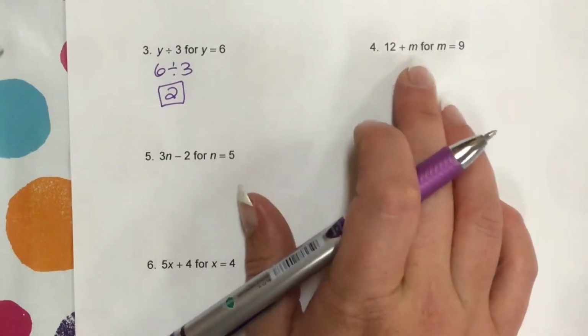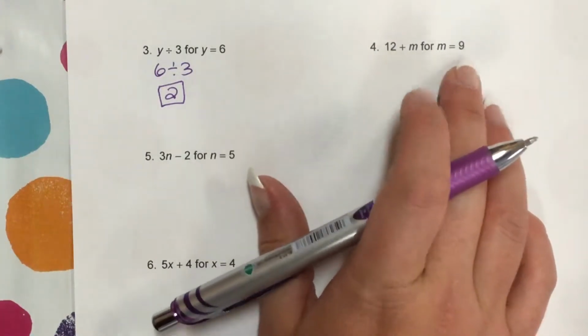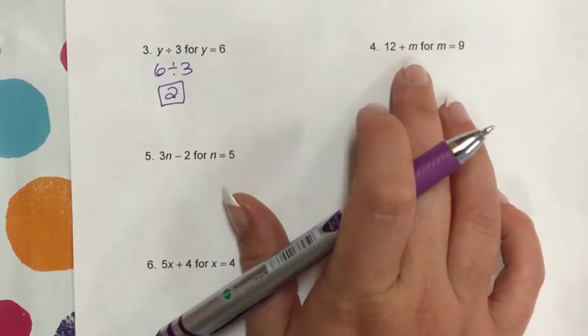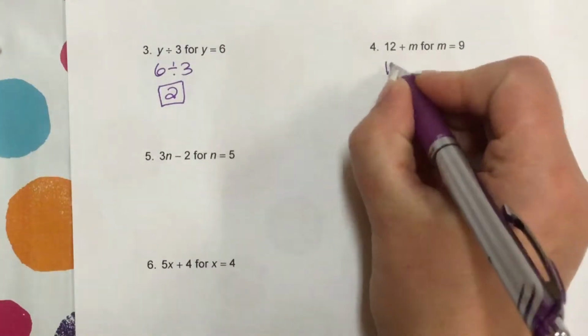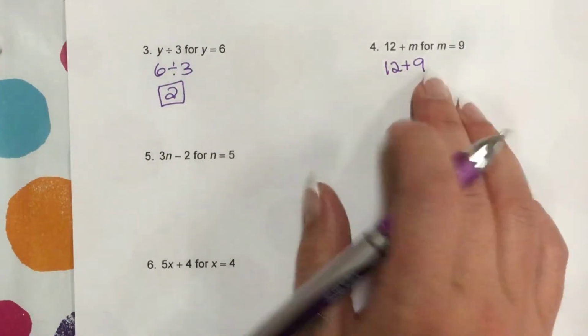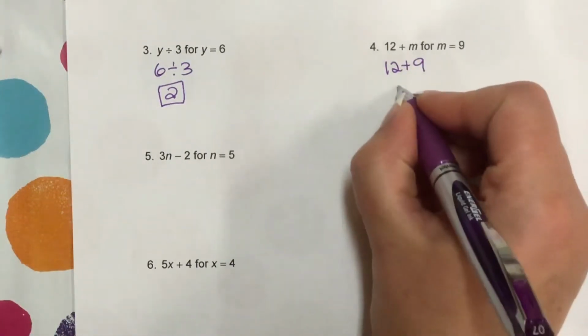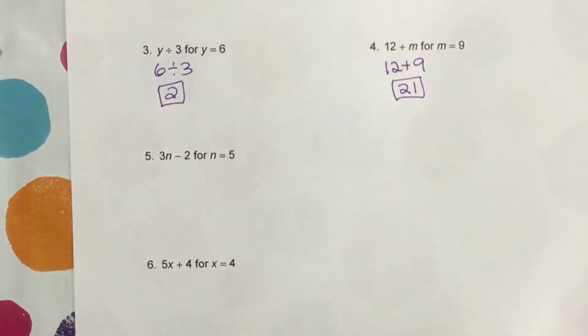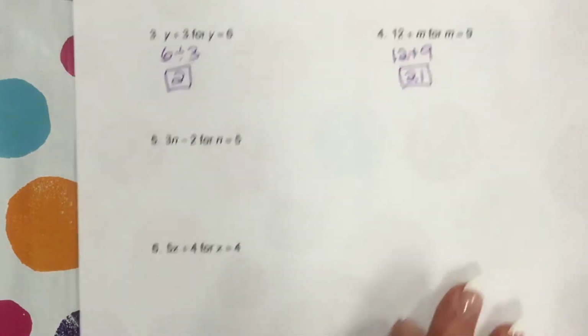Number 4 says 12 plus m for when m is equal to 9. So m is equal to 9, so we're going to substitute 9 in for m. So I'm rewriting 12 plus 9, and your paper should look exactly like mine. 12 plus 9 is actually equal to 21. So if you got 21, great job. Let's go on to 5.